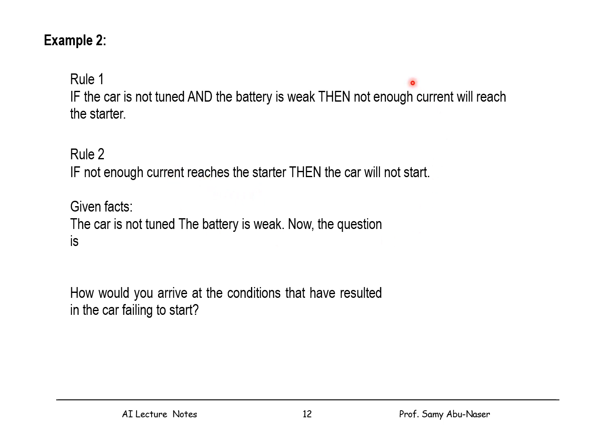Where is that on the right hand side of the rules? It is on the right hand side of the first rule. Here it is: not enough current reaches the starter. So we execute it, and we get the car is not tuned and the battery is weak. And we know these two are given facts. The car is not tuned and the battery is weak. So we prove that the car will not start. Backward chaining. Let's see a third example, like in forward chaining, and solve it in backward chaining.